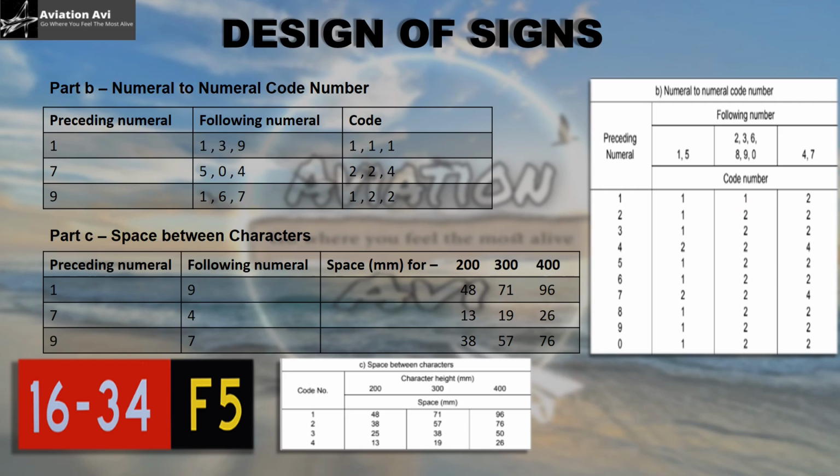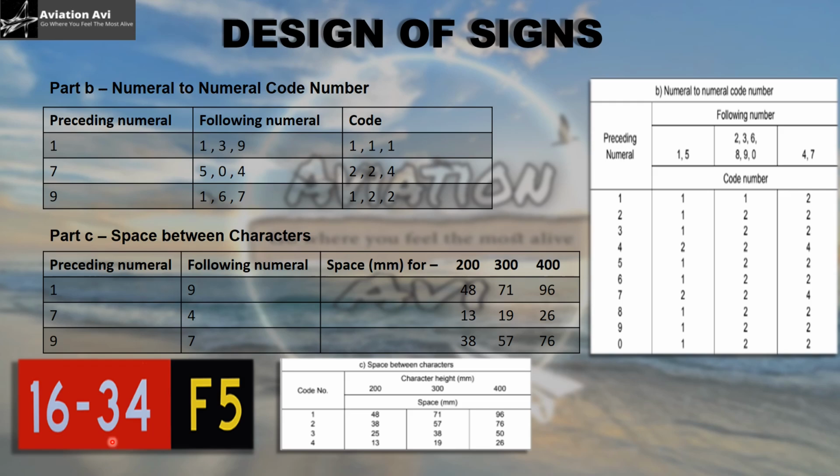Now, since it is a mandatory instruction sign, as we remember, the character height was 400 millimeters. So you refer to part C of the table here. For code 1 and the character height of 400 millimeters, the distance is 96 millimeters. So the distance between the numbers 1 and 6 should be 96 millimeter.